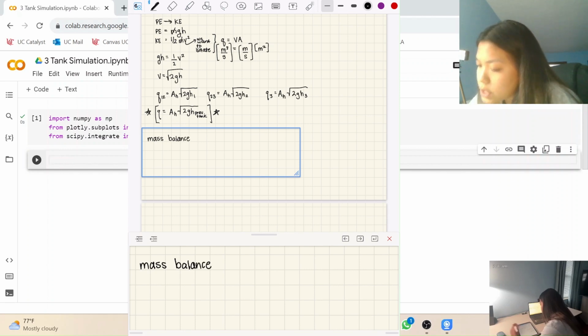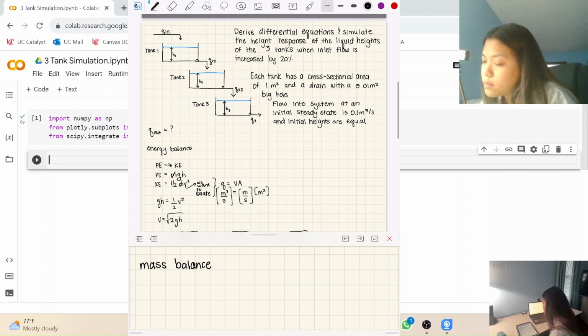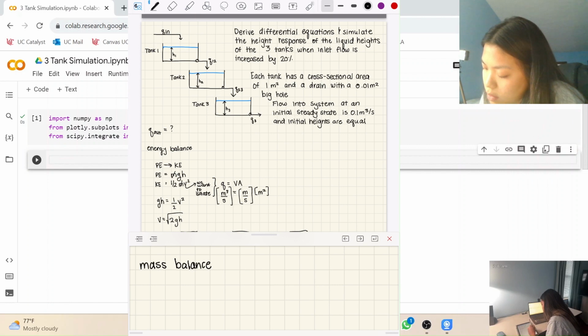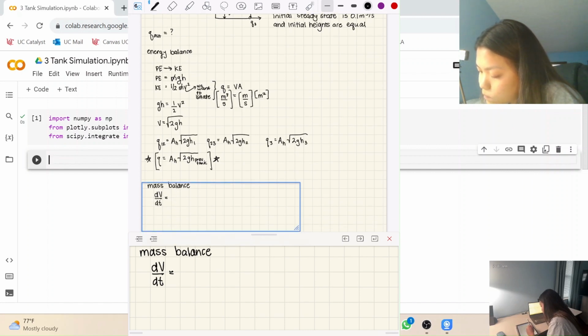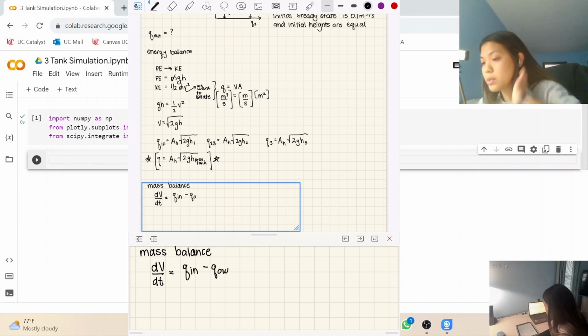When we're looking at the change in the fluid height, that's going to be very dependent on the volume. As volume changes with time, that's going to change the height. And the volume change is represented as the fluid in minus fluid out. This is just for any tank. That's how it works: as volume changes with respect to time, it's going to equal what comes in minus what comes out. That's just a mass balance.